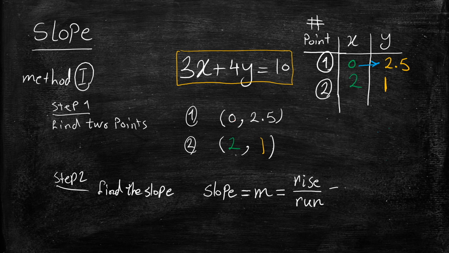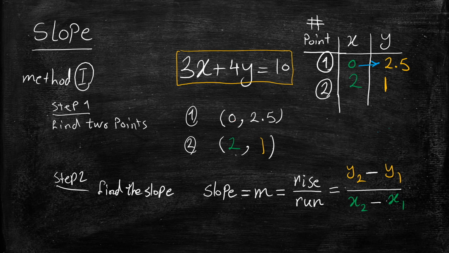So rise over run, I'm going to use the y in the point 2. So y2 minus y1 divided by x2 minus x1. This is the formula. When you have 2 points of any linear equation, using this formula you can find the slope.